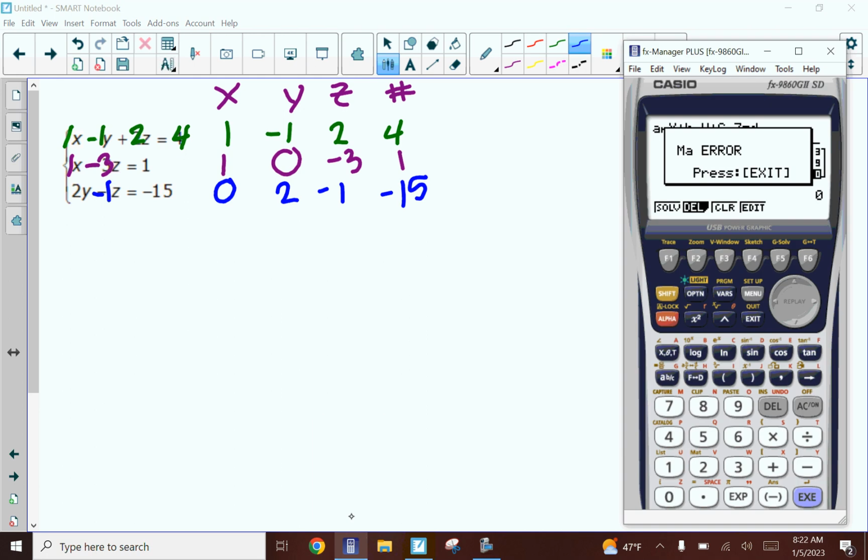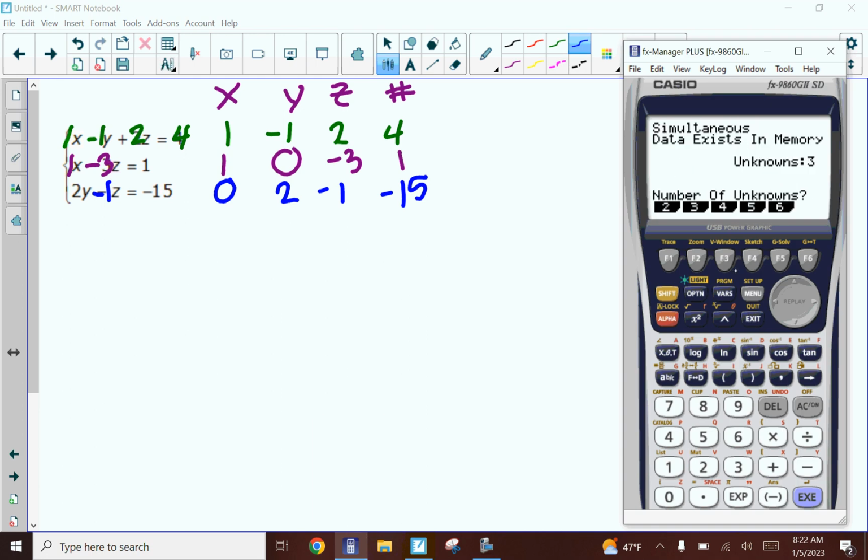Then we can go into our calculator and hit exit and clear out the previous question. Hang on a second. Yep, so I cleared it all out. Oops, this has too many letters, so I got to make sure I have only 3. So it's got to have 3 equations going down.